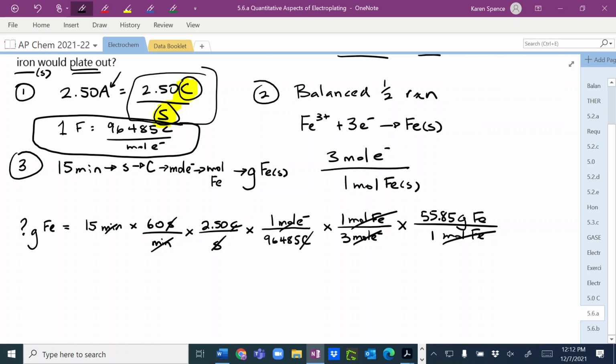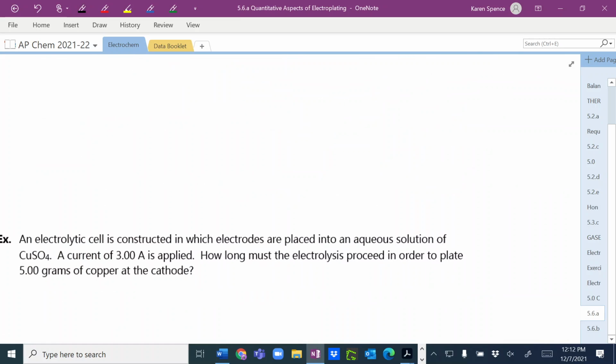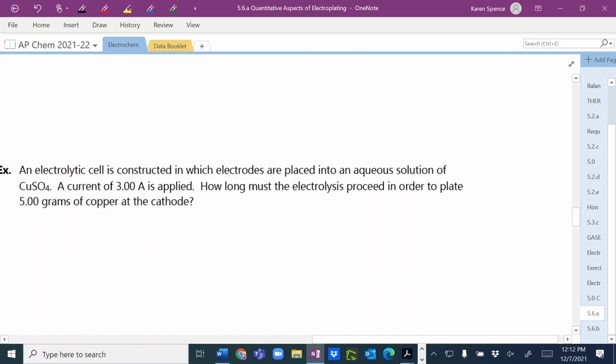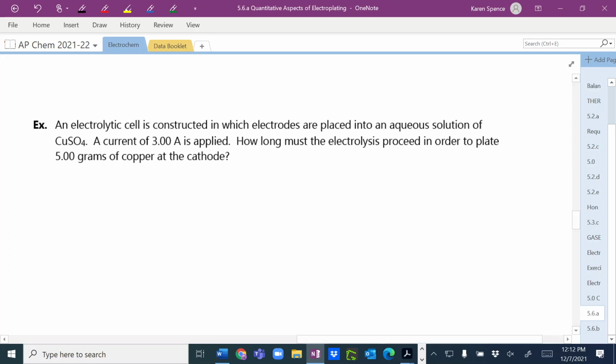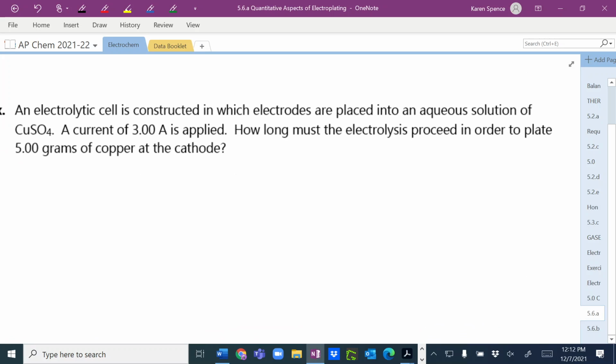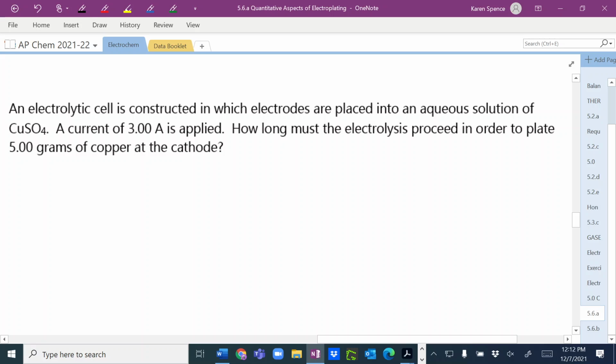Okay. All right. So here we have the next example. An electrolytic cell is constructed in which the electrodes are placed into an aqueous solution of copper sulfate. So we have copper ions and we have sulfate ions. I'm probably going to be interested in the copper because I am talking about electroplating. Yes? You can't plate sulfate ions. That just doesn't make any sense.